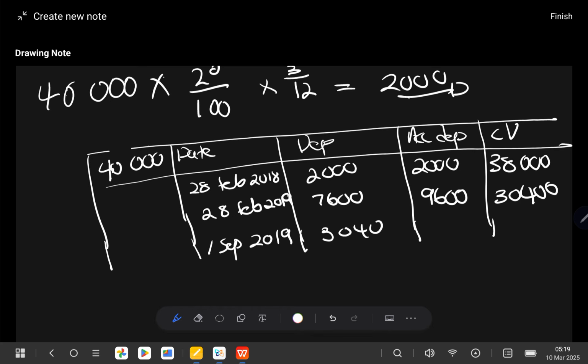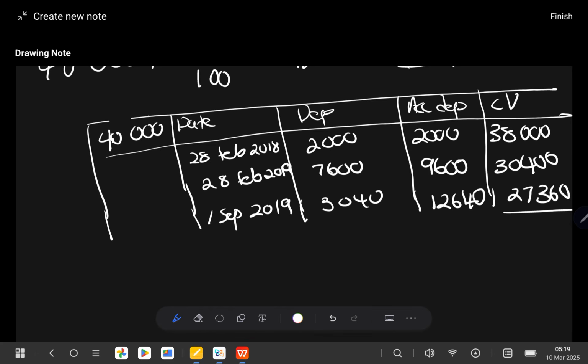So 9.6 plus 3,040, it is giving us 12,640. So the accumulated, the carrying value in this case, if you say 40,000 minus 12,640, it is going to give you 27,360. So this is how much they were supposed to sell the car for.